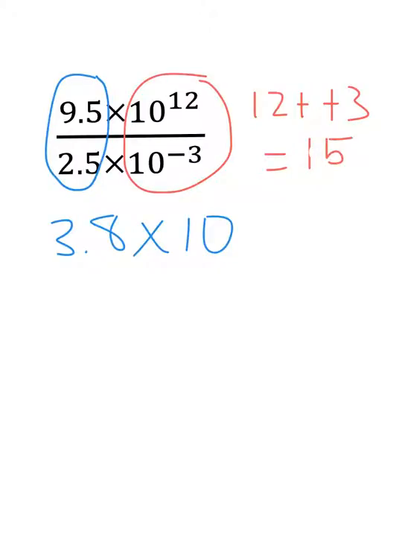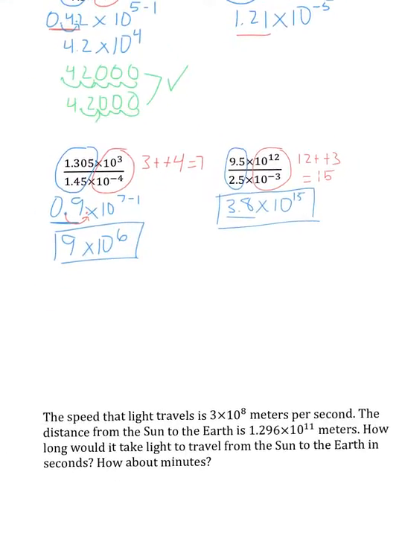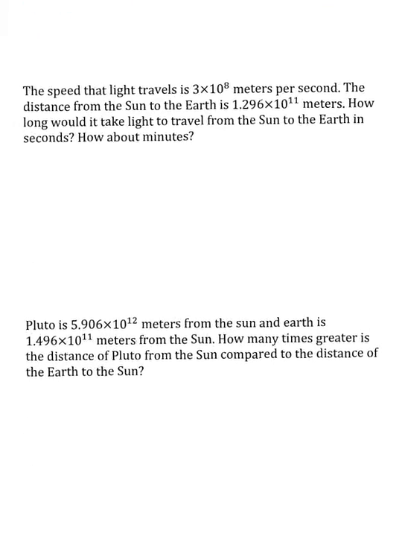End up with 15. So we get 3.8 times 10 to the 15th. 3.8 is between 1 and 10, so we know that our answer is in scientific notation, and we can leave it like that.